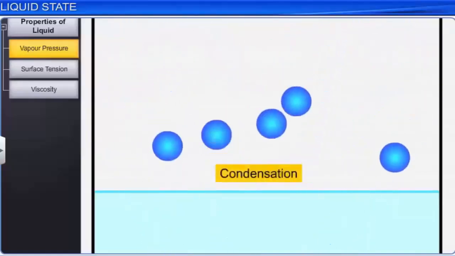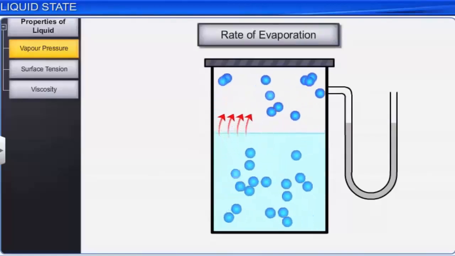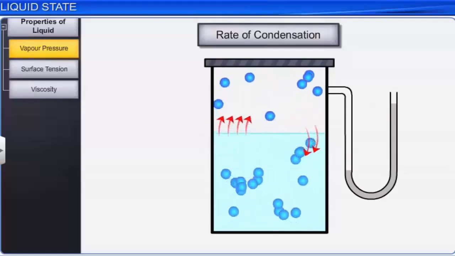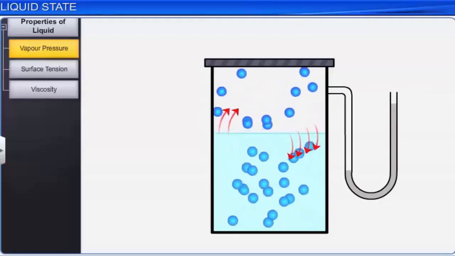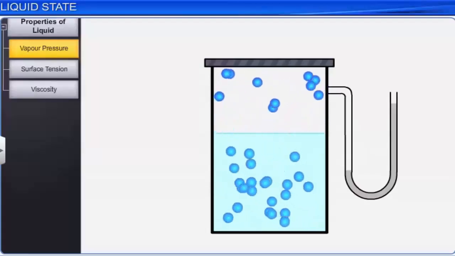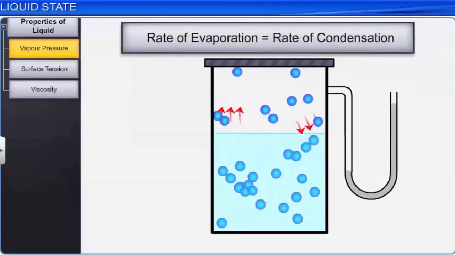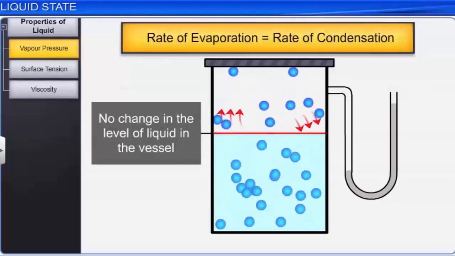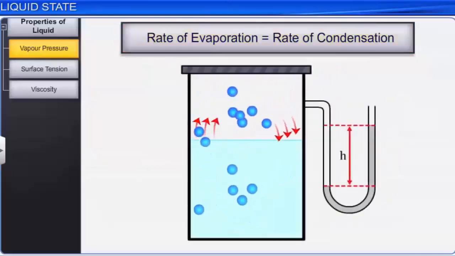During the initial stages of evaporation, the rate of evaporation is higher as compared to the rate of condensation. After some time, as the rate of condensation increases, the number of molecules present in the vapor state starts decreasing. Gradually, a stage is reached when the rate of evaporation becomes equal to the rate of condensation. At this stage, there is no change in the level of the liquid in the vessel, and the system is said to be in dynamic equilibrium, where rate of condensation is equal to rate of evaporation. At this stage, the vapor pressure of the liquid is referred to as equilibrium vapor pressure or saturated vapor pressure.